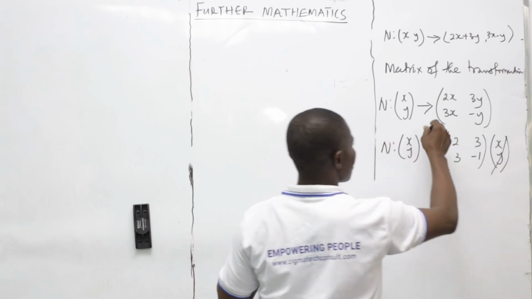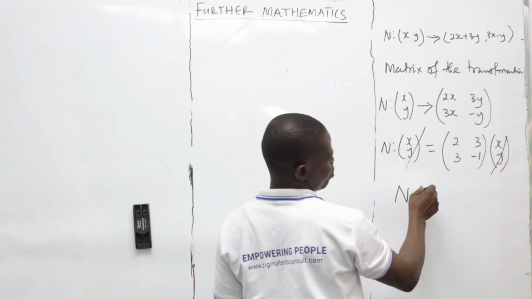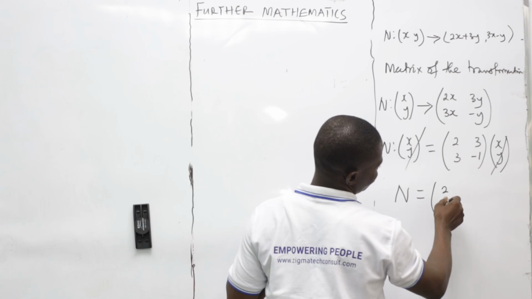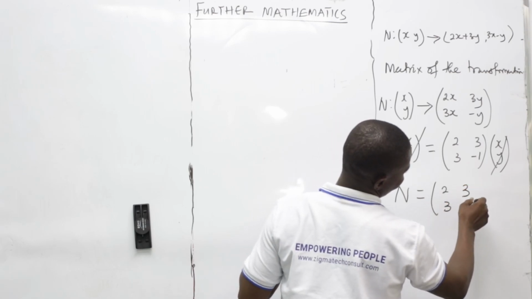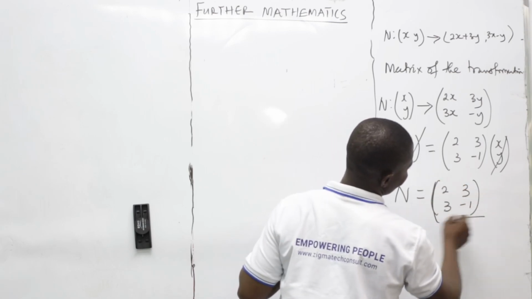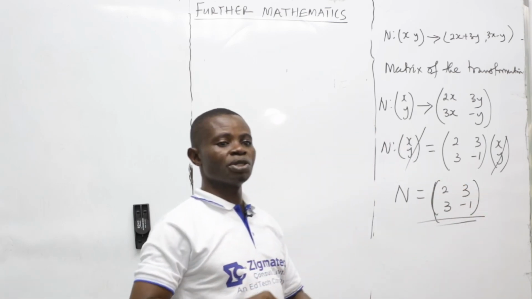So that (x, y) will cancel (x, y). The matrix N will be (2, 3; 3, -1). This is the matrix of the transformation.